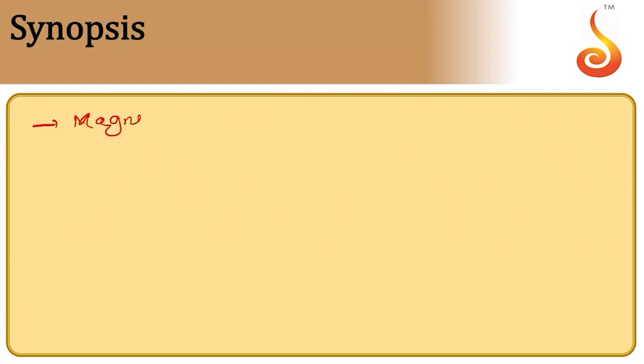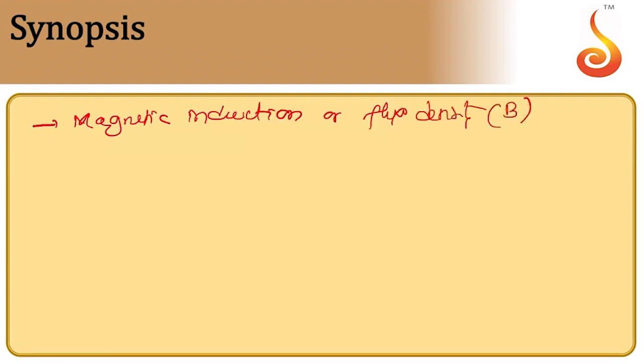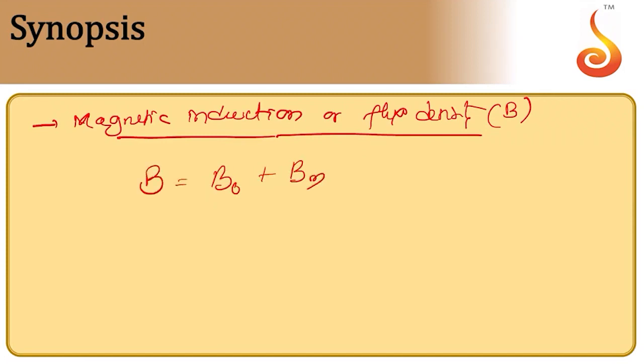Magnetic induction, or this is also known as flux density, represented by the symbol B. This is actually a measure of the total number of lines of force per unit area due to the flux density B naught in vacuum by that magnetizing field, and flux density Bm due to magnetization of the material. So, B is given by B naught plus Bm.